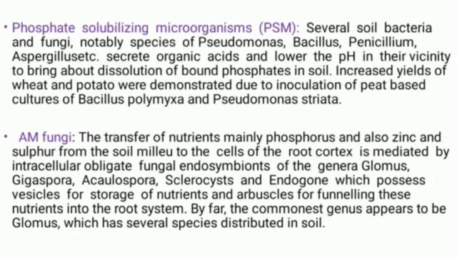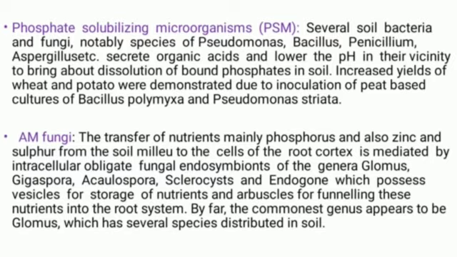Next, phosphate solubilizing microorganisms. Several soil bacteria and fungi, notably species of Pseudomonas, Bacillus, Penicillium, Aspergillus, etc. Increases in the yield of wheat and potato were demonstrated due to the inoculation. Next, AM fungi. They transfer nutrients, mainly phosphorus and also zinc and sulfur, from the soil.